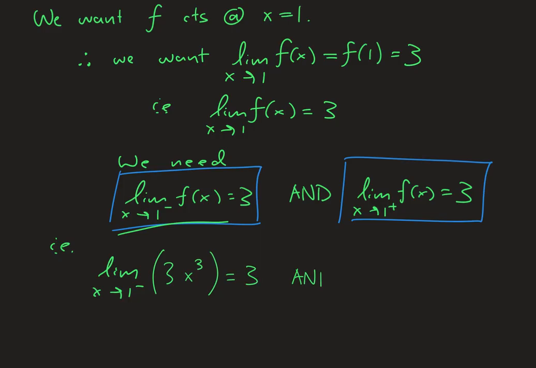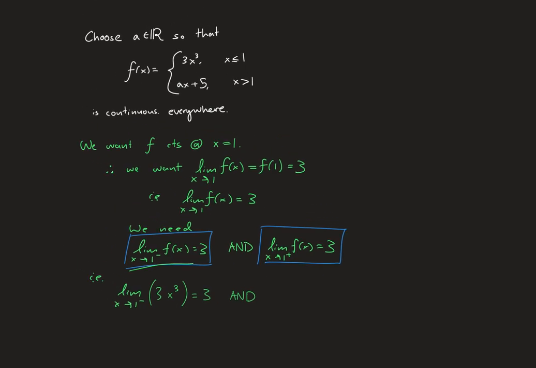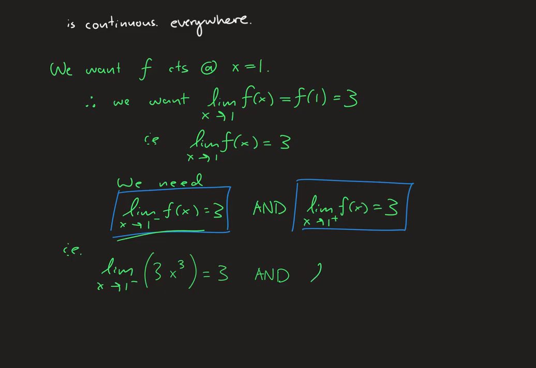And for that other blue box, if we're approaching 1 from the right, then what does our function look like? This is what our function looks like, because if we're approaching 1 from the right, that means that x is bigger than 1, and this is what we want to plug in for our function f of x right here. So this is the other condition we want. I think it was ax plus 5. Okay, this one is already true.